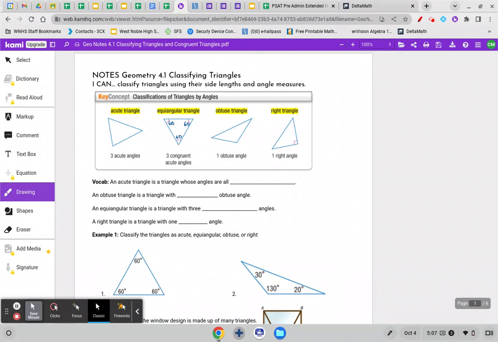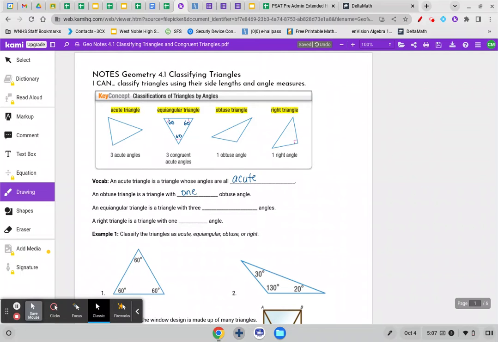So our vocab here: an acute triangle is a triangle whose angles are all acute. An obtuse triangle is a triangle with 1 obtuse angle. An equiangular triangle is a triangle with 3 congruent angles, specifically all 60 degrees. And a right triangle is a triangle with 1 right angle.